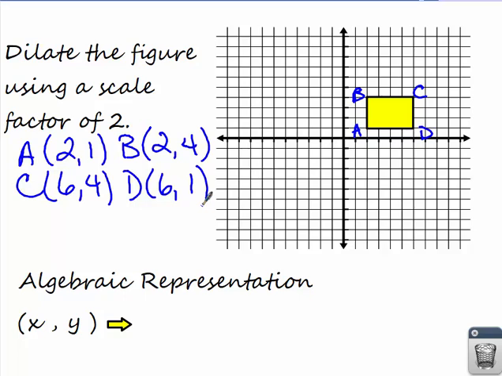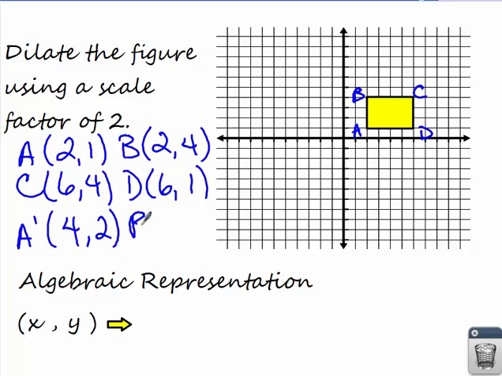Now what we need to do is dilate this figure, and in particular we're using a scale factor of 2. So in order to do a scale factor of 2, I'm going to take each value inside the coordinate and multiply it by 2. So for A prime, the new point for A, I'm going to take this 2 and multiply it by 2 and get a 4. We'll take this 1, multiply it by 2 and get a 2. And I'm going to do that with each of the points.